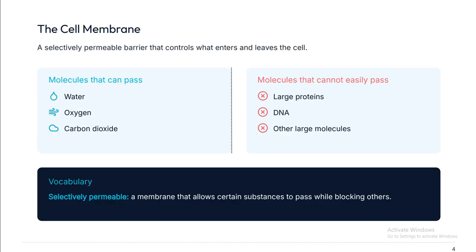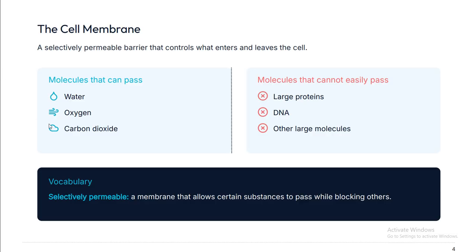Okay, so we first gotta go over what a cell membrane is, and that's the protective barrier that protects the cell, and it controls what enters and leaves the cell. And you can just think of a cell membrane like a wall encompassing a village, right? A town. It protects it, and it can allow some things to enter like water, oxygen, and carbon dioxide, but it can also decide not to allow some things to enter like large proteins, DNA, and other large molecules.